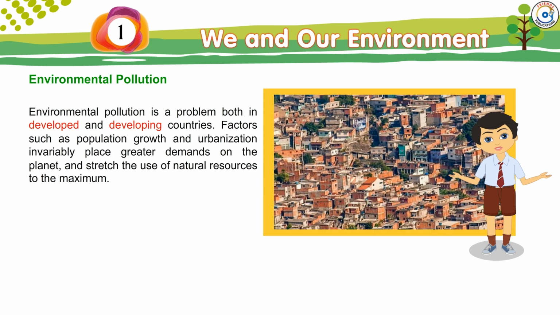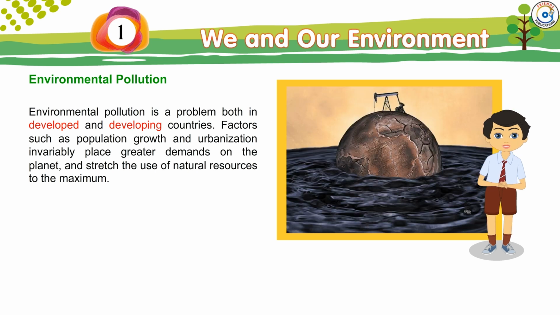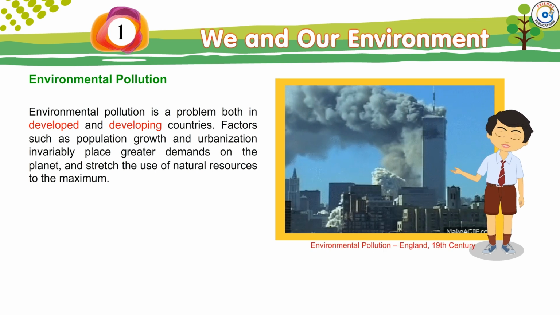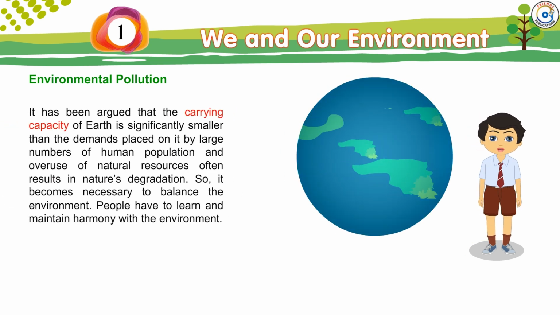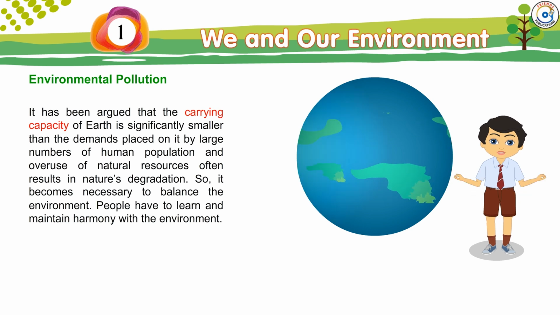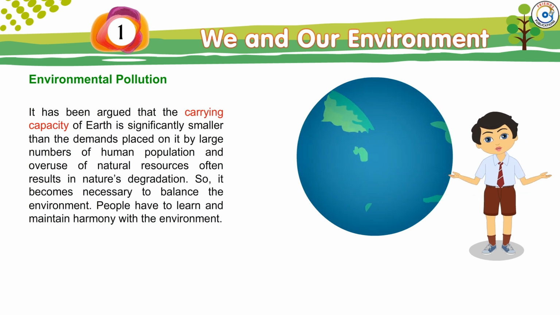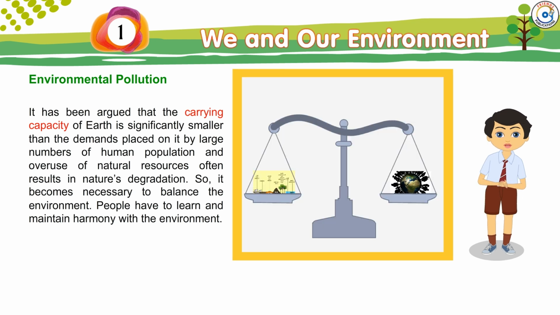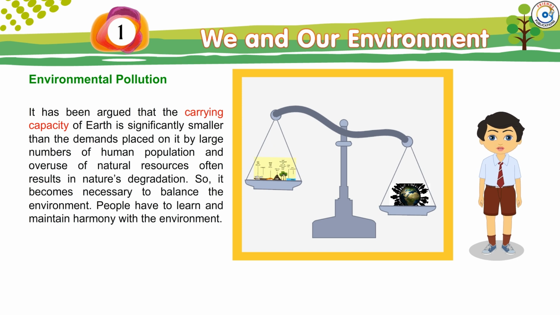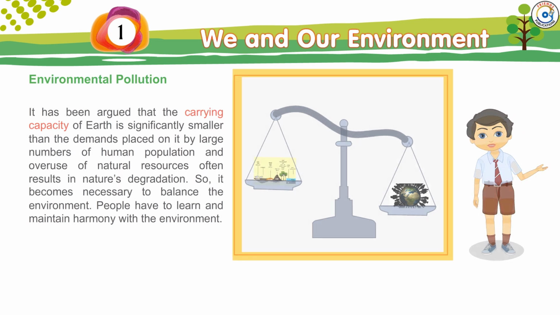Factors such as population growth and urbanization invariably place greater demands on the planet and stretch the use of natural resources to the maximum. Here is the picture of environmental pollution in England in the 19th century. It has been argued that the carrying capacity of Earth is significantly smaller than the demands placed on it by large numbers of human population, and overuse of natural resources often results in nature's degradation. So it becomes necessary to balance the environment. People have to learn and maintain harmony with the environment.